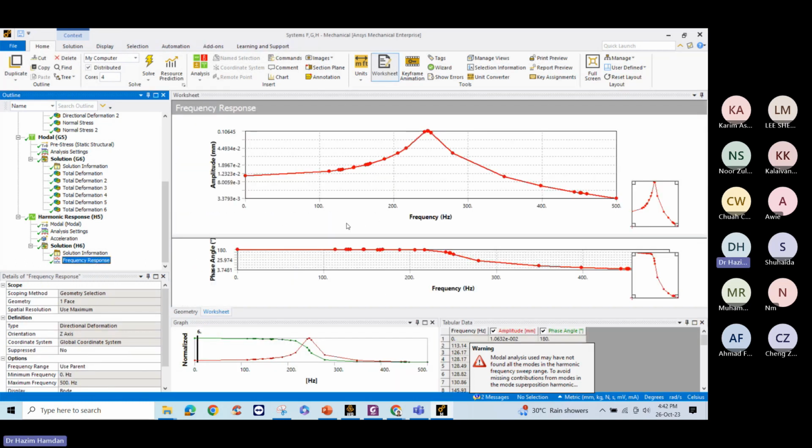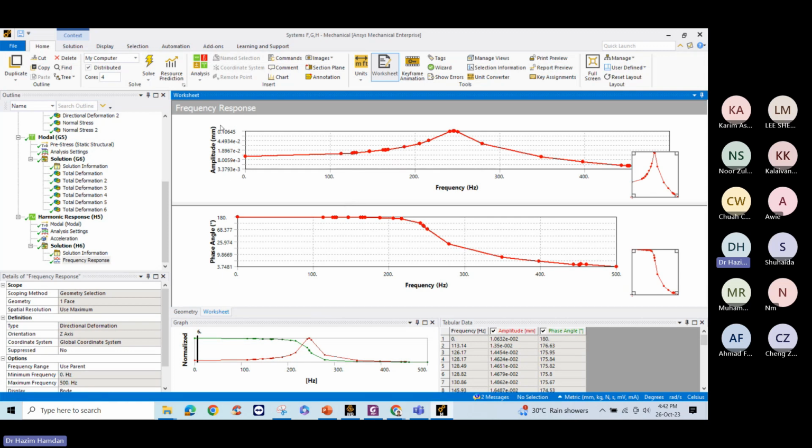Okay, so after you solve, we will get this result. So this one is the amplitude. So this means this is the maximum resonance that you will obtain when you perform the simulation. Okay, so you get two tables. The first one is amplitude versus frequency, and the other one is phase angle versus frequency. So this is the result.